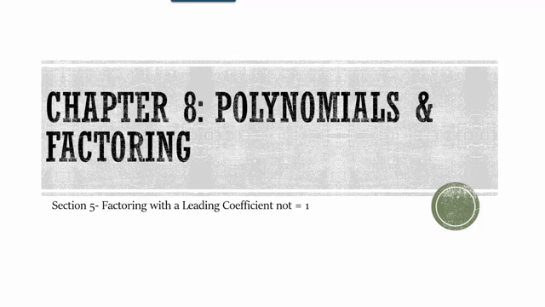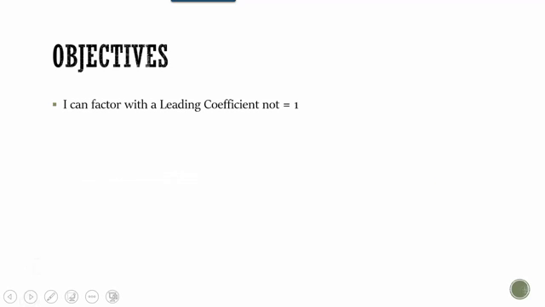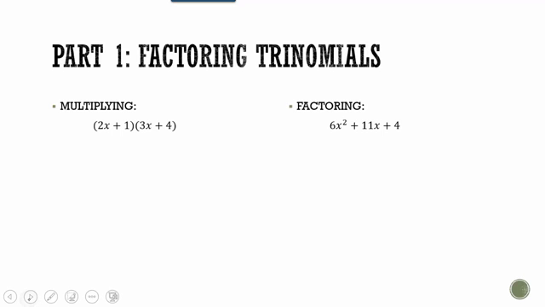In our last section of Chapter 8, we are going to factor things that have a leading coefficient that's not equal to 1. So that's what you should be able to do by the end of this lesson. And what we mean by that is you'll be given something that looks like this problem right here, where the number in front of the x squared, y squared, whatever it is, is not 1. So it'll be 6 or 2 or 17, something like that.